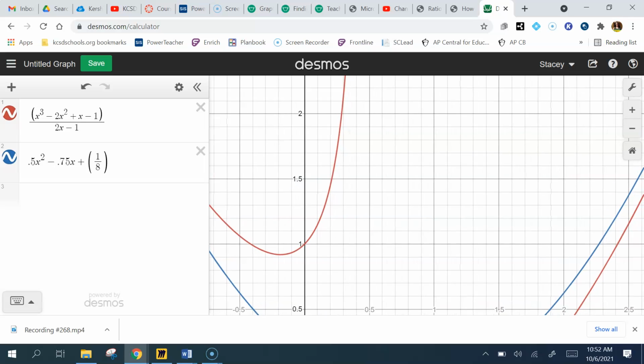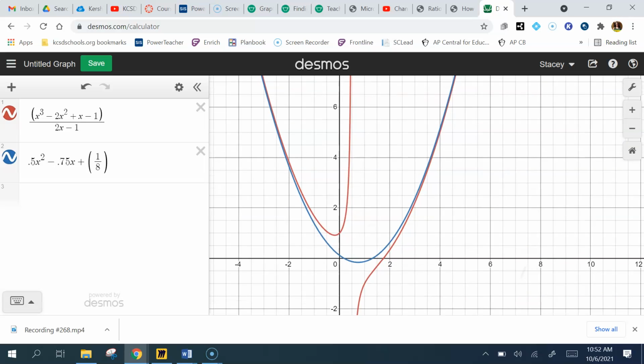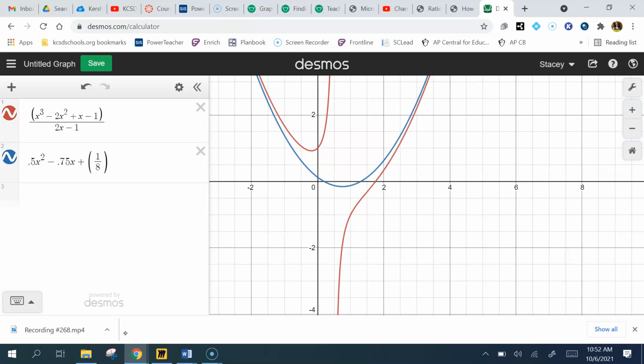So if x equals 1/2 is a vertical asymptote, I'm going to look at the graph. Here's 1/2. From the left side, what does it approach? The red is what I'm looking at. The left side of the asymptote. When you're looking down on it, the left side of the asymptote.